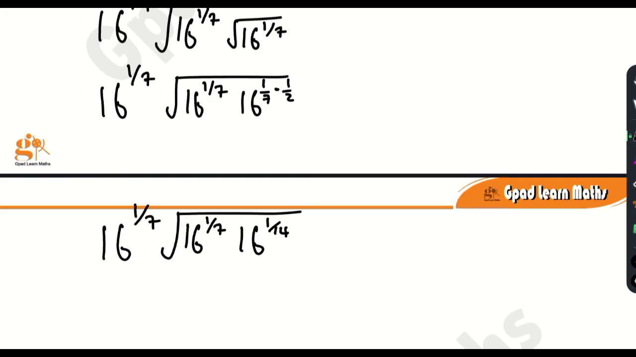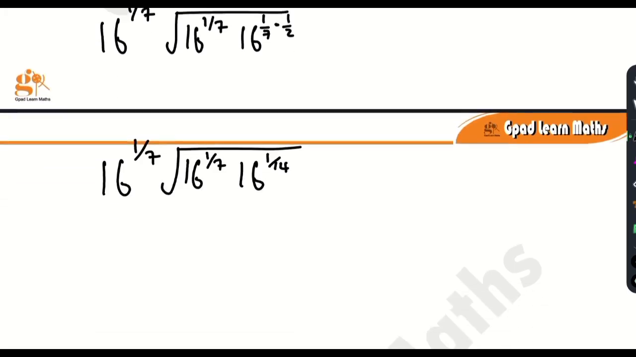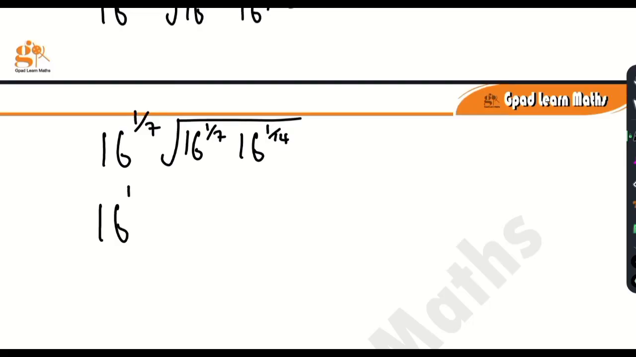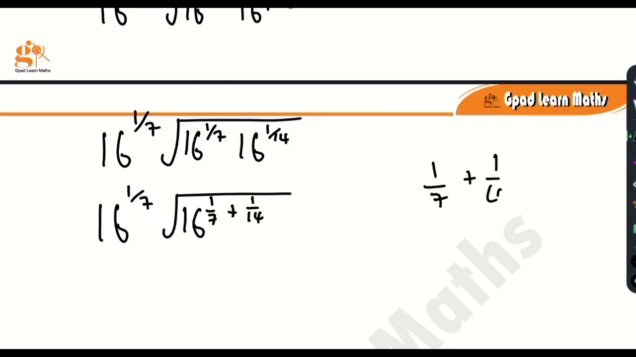What do you think I can use here now? Of course, the product rule in indices. They have the same base of 16. I'm going to add their exponents. So this is 16 raised to the power 1 over 7 square root of 16 raised to the power 1 over 7 plus 1 over 14. So let us simplify 1 over 7 plus 1 over 14.